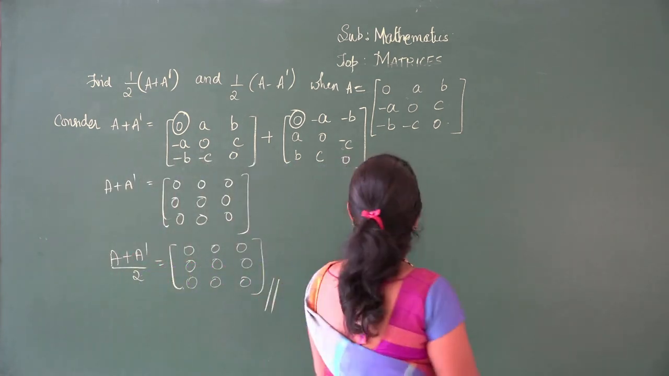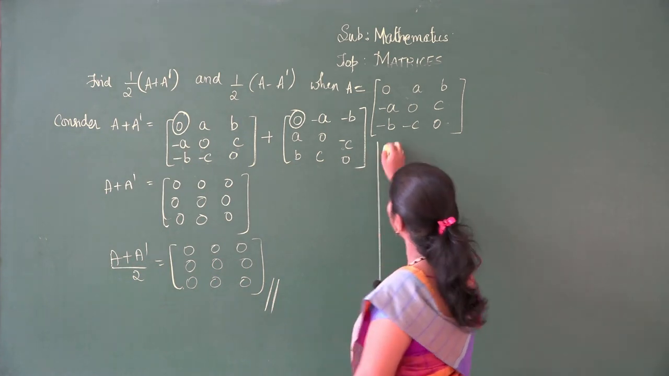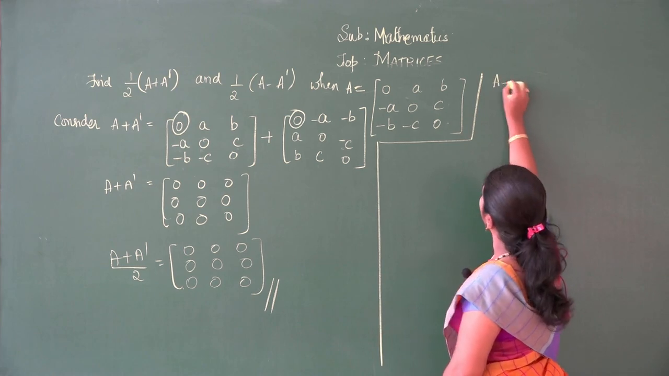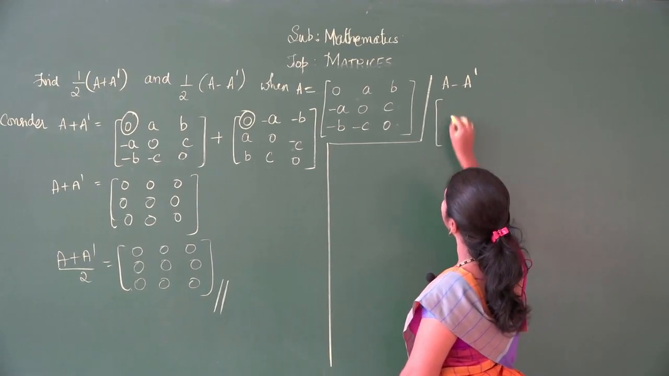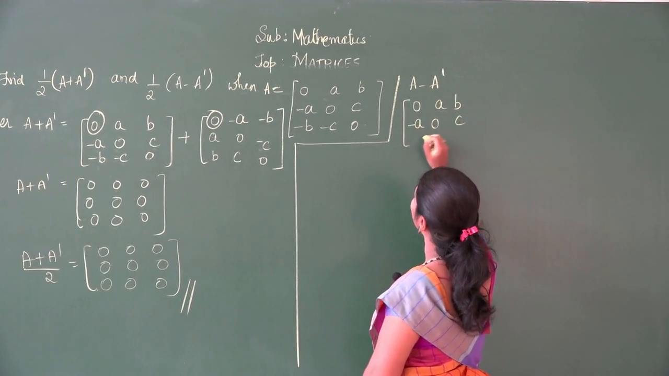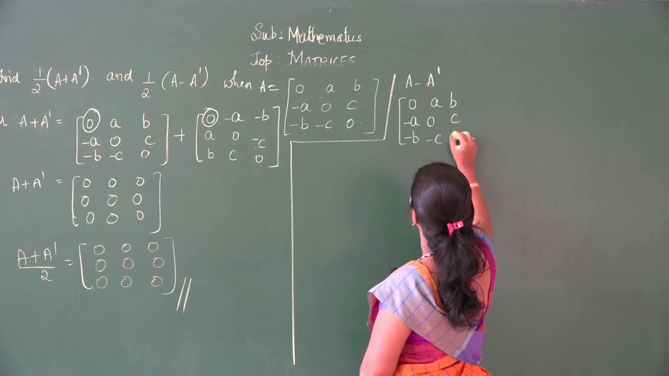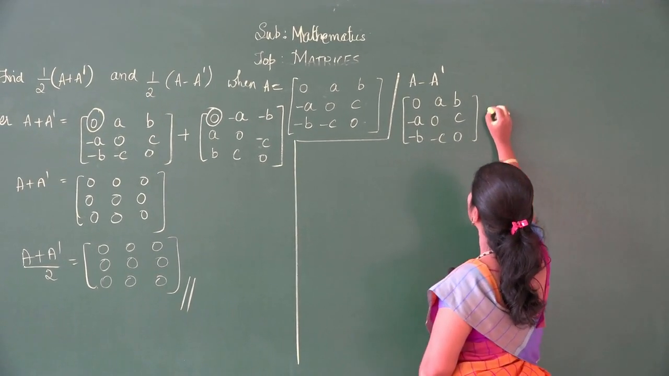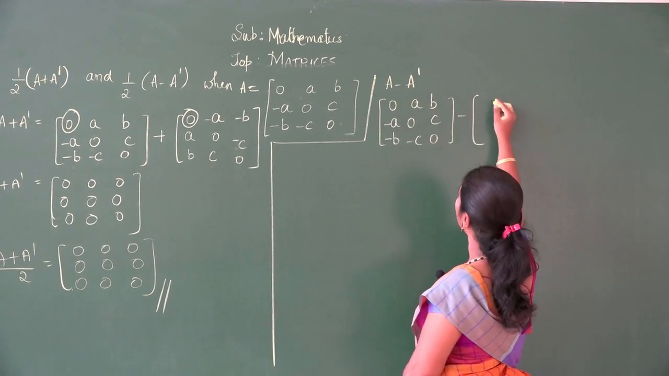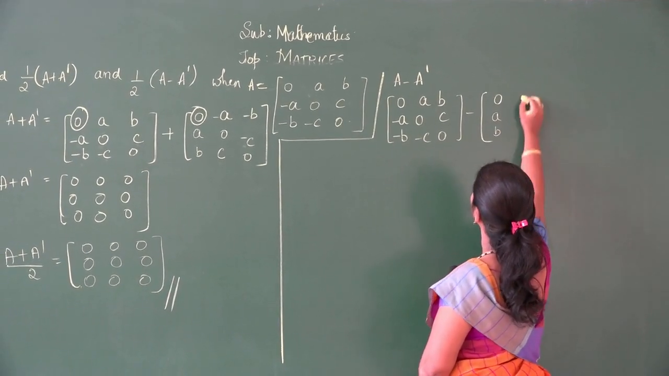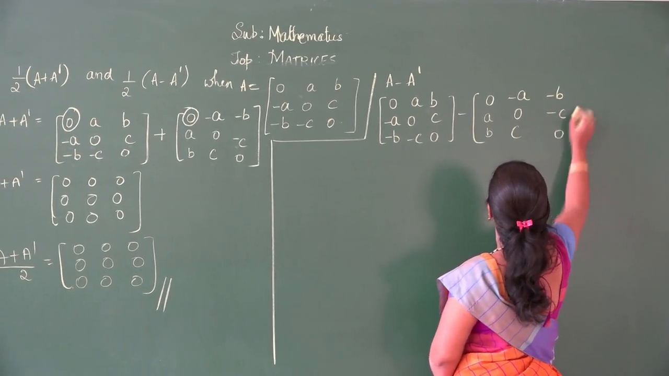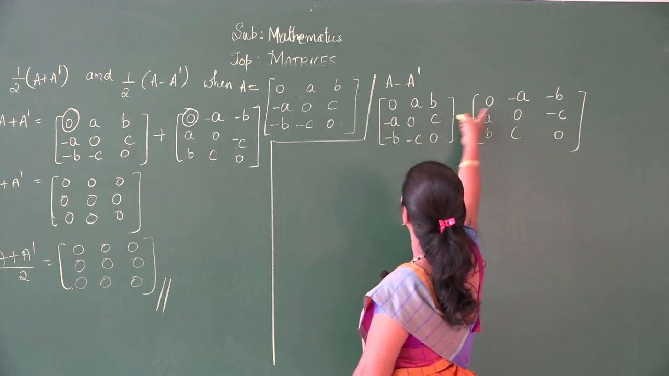Moving on to A minus A dash. What is A minus A dash? What is matrix A? 0, A, B; minus A, 0, C; minus B, minus C, 0. This is matrix A. What is A dash? Rows become the columns. 0, A, B; minus A, 0, C; minus B, minus C, 0. What is the subtraction of these two matrices?